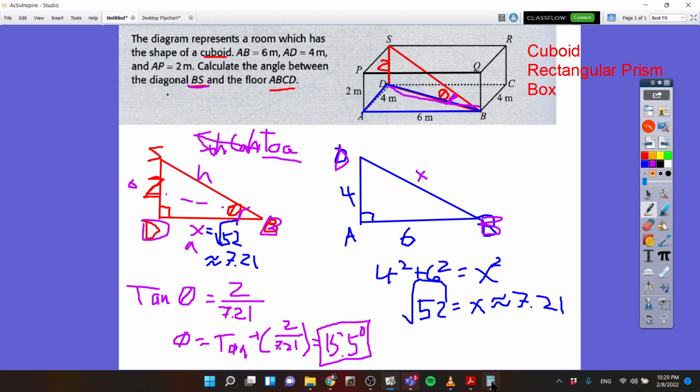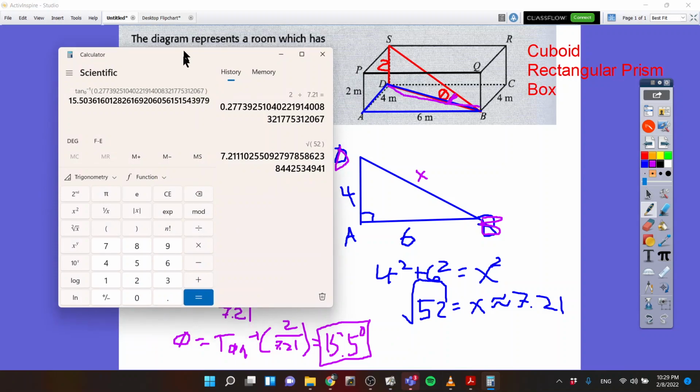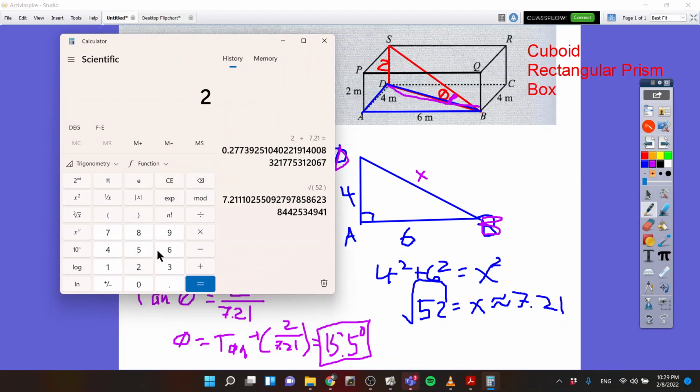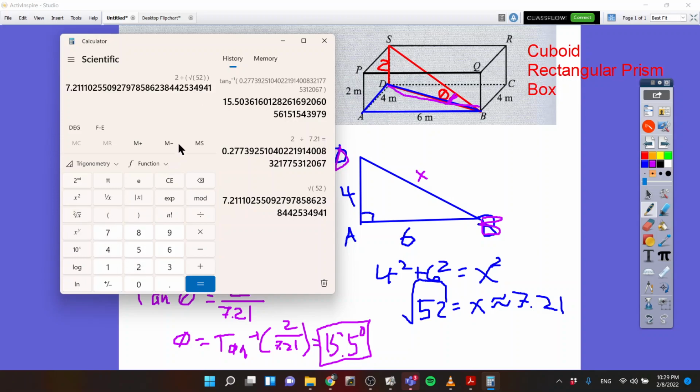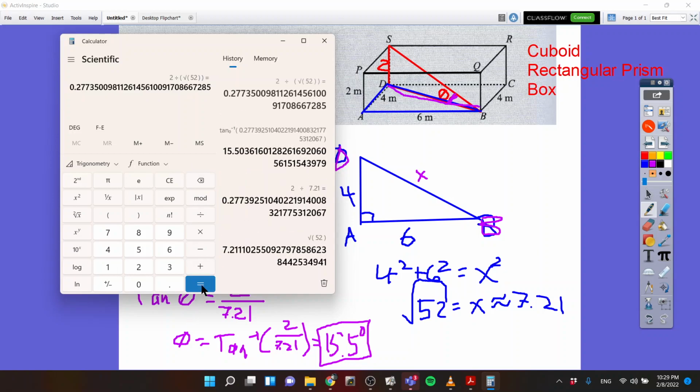As a last piece, I'd say, what if we use the square root of 52? So I would do 2 divided by the square root of 52, and then I can see I'm doing 2 divided by the square root of 52. Great, so that equals 0.277, and then inverse tangent. And I get 15.5 degrees. So either way, we get the exact same answer to the 10th place of the decimal, and that's perfect. That's exactly what we want.